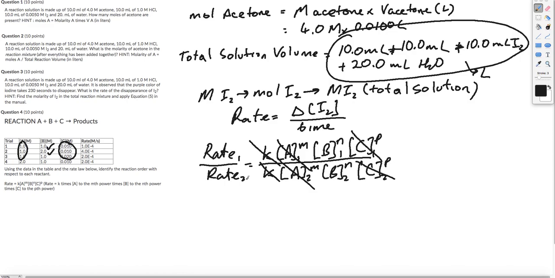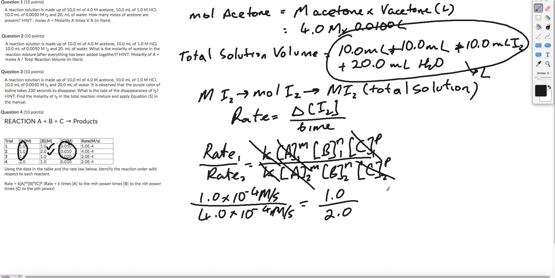All we're left with then is 1.0 times 10 to the negative 4 molar per second over 4.0 times 10 to the negative 4 molar per second equals, in this case, 1.0 over 2.0 molar, and that's all to the power of m. So what we end up with here is 1/4 equals 1 over 2 to the power of m, and we can solve for that.